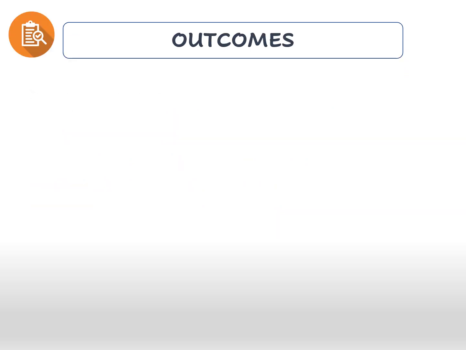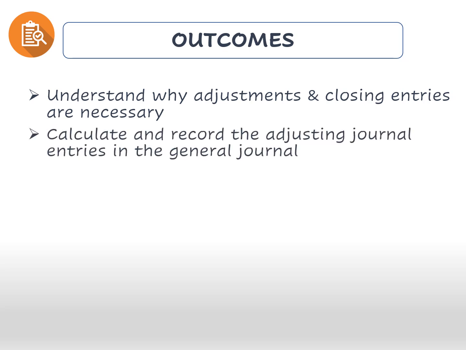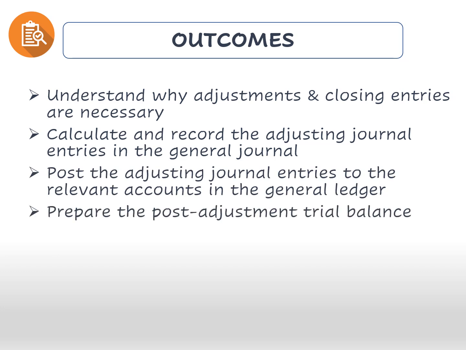The outcomes for this chapter: there are 2 sections to the chapter. Half of the chapter is devoted to adjustments and the other half to closing entries. So you need to understand why adjustments and closing entries are necessary. Then regarding adjustments, you need to be able to calculate and record the adjusting journal entries in the general journal. Then you need to post those journal entries to the general ledger and then prepare the post-adjustment trial balance.